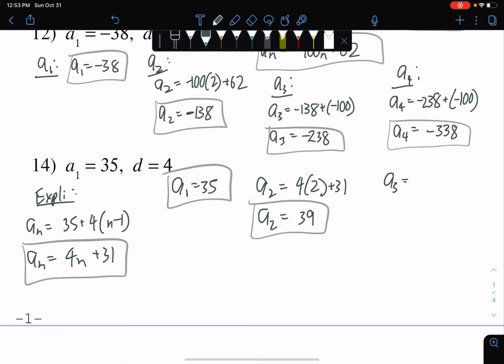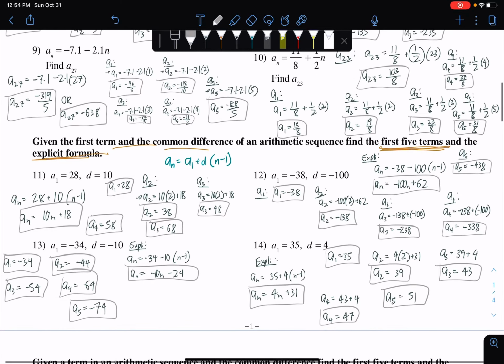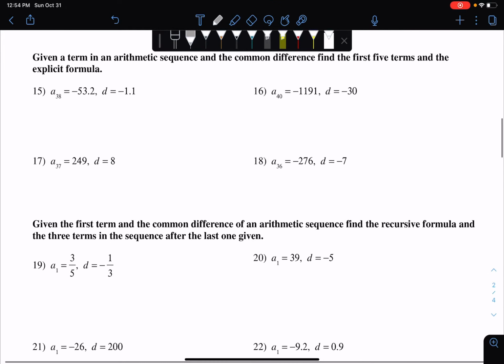For a sub 3, we just add 39 and the common difference, which is 4. a sub 3 is equal to 43. And a sub 4 is equal to 43 plus 4. a sub 4 is 47. And you could already guess by the looks of it, 47 plus the common difference is 51. So this is our a sub 5. Alright, we finished the first page. Okay, let's move on to page 2.